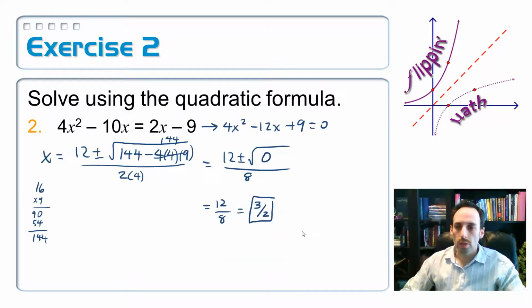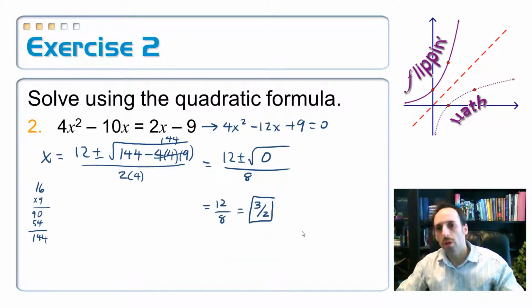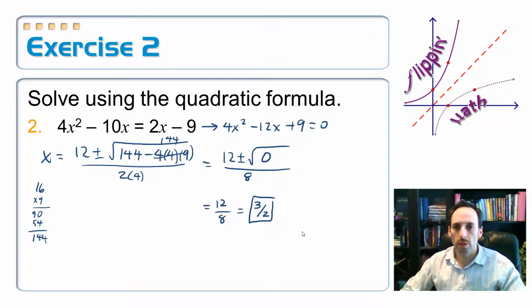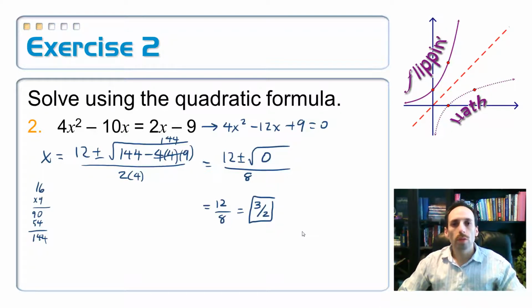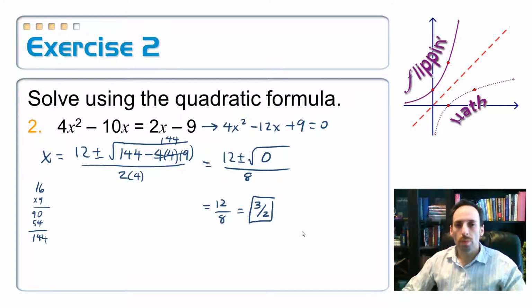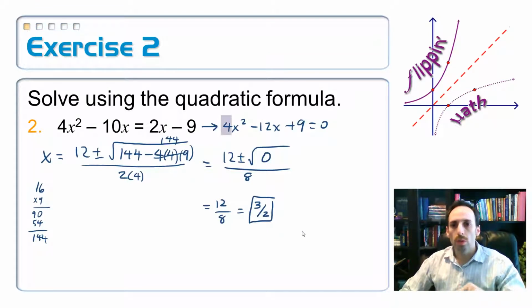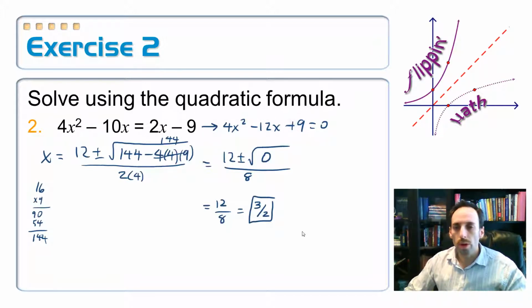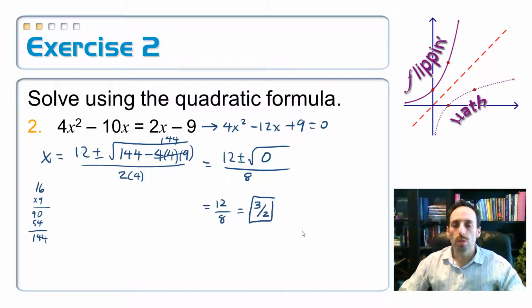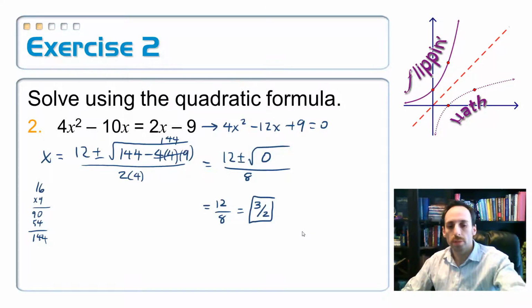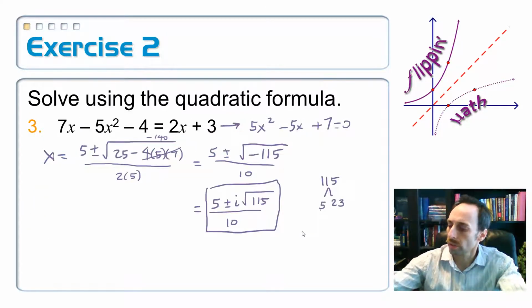Okay. Looking at the second one, again, it's not in standard form. Just get everything on one side. I got it over on the left-hand side. 4x squared minus 12x plus 9 equals 0. And a is 4. My b is negative 12. My c is 9. Put it all into the formula, and look what happens. Right there underneath that square root, 144 minus 144 gives me 0. Taking the square root of 0, it disappears, and I'm just left with one fraction as my answer. After I reduce it, I get 3 halves. Next.